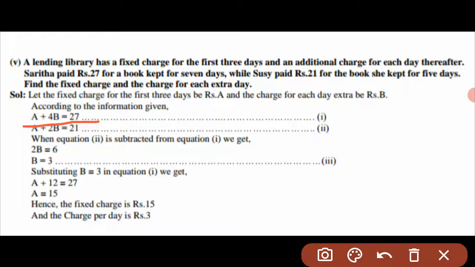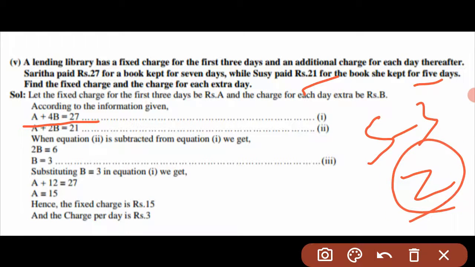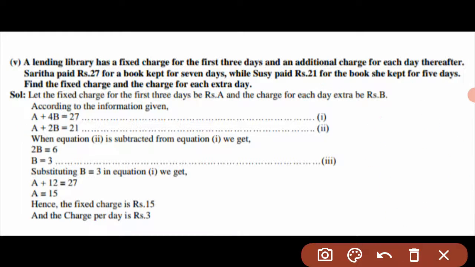Now in the second case, Sasi paid rupees 21 and she kept the book for 5 days. So here also the charge for the first 3 days is not taken. So 5 minus 3 is equal to 2, which means she has to pay the charge for 2 days. So the fixed charge was A and the charge for 2 days will be 2B. So A plus 2B equals 21. She has to pay rupees 21. So this will be equation number 2.